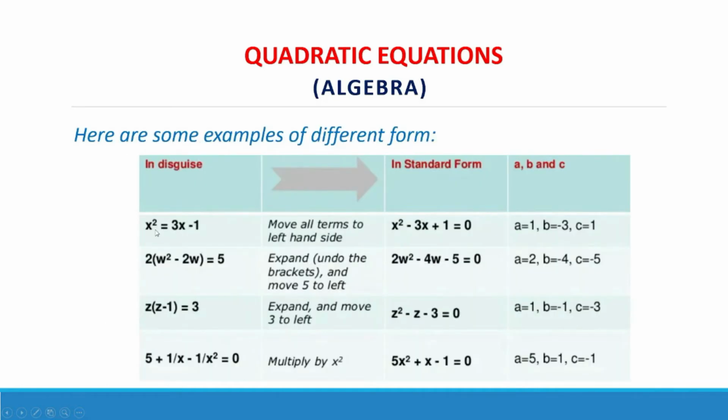In this case, x squared is equal to 3x minus 1. Move all terms to the left hand side, or in standard form: x squared, transposing 3x, it is negative 3x, and negative 1 to positive 1, is equal to 0. And the quadratic coefficients a, b, and c are: a is equal to 1, b is equal to negative 3, and c is equal to 1.